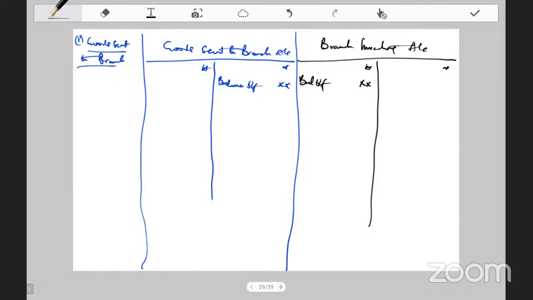Goods sent to branch. What's the accounting entry, class? We debit what? Branch inventory account, and we credit goods sent. We debit the inventory account and then we credit the goods sent.